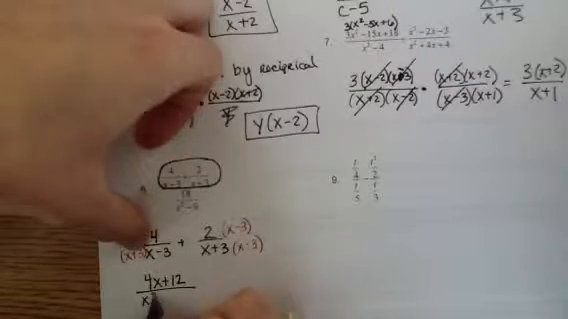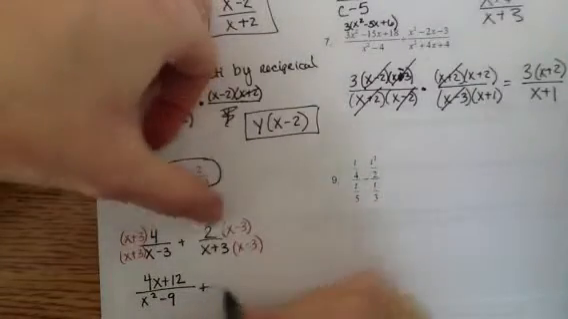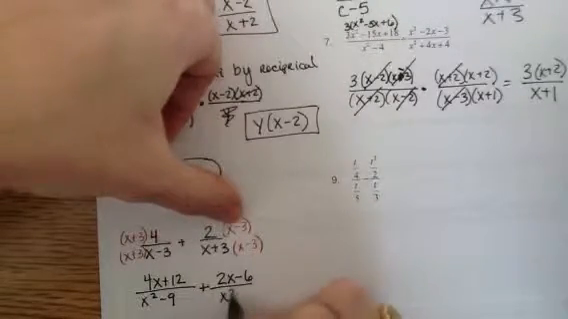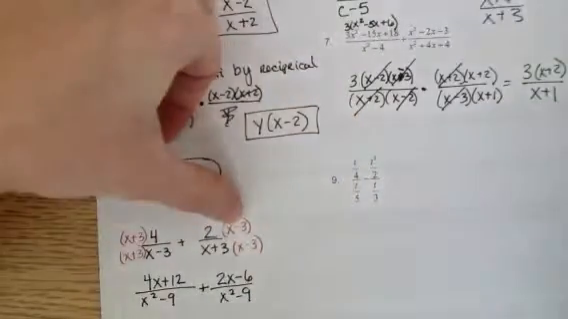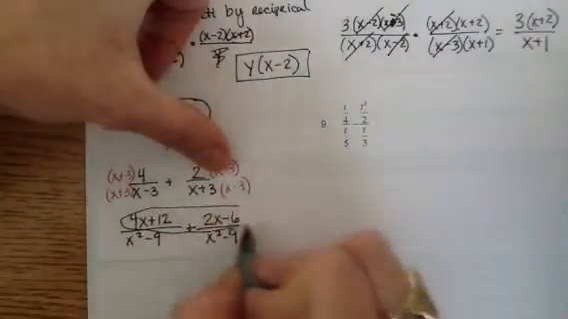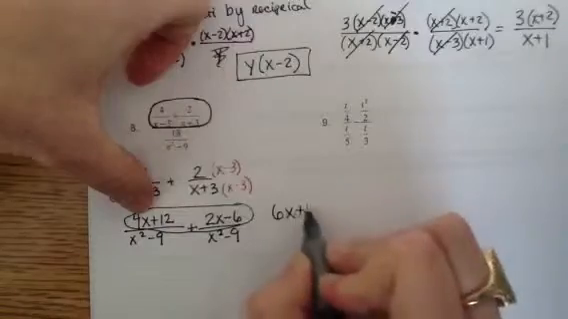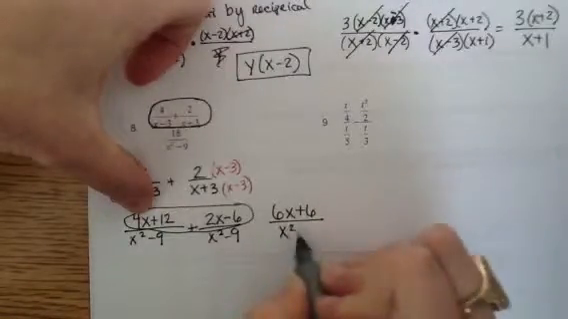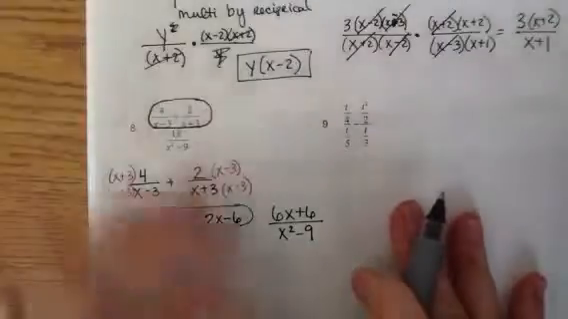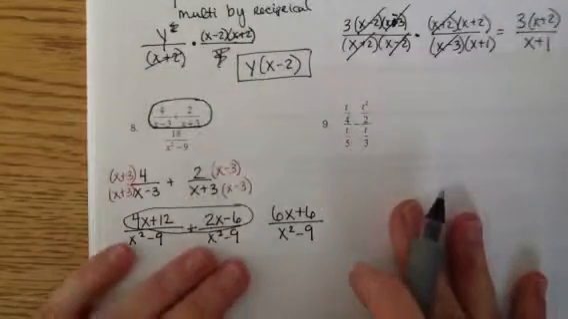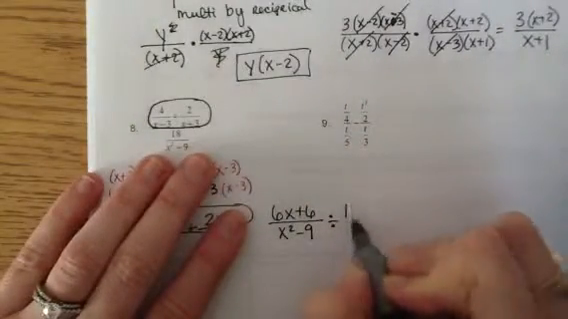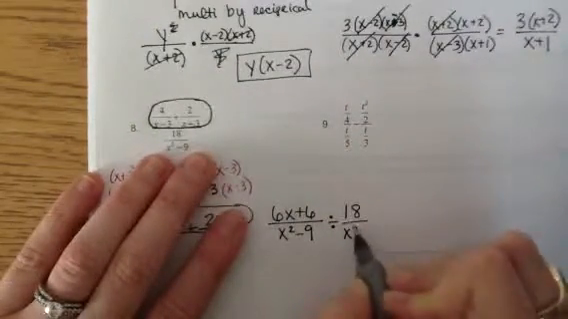I'm going to go ahead and FOIL the bottom. It just makes a little more sense. And then this is 2x minus 6. Those are common denominators, so we're going to add the top. So it's 6x plus 6 over x squared minus 9. Now, this was being divided by 18 over x squared minus 9.